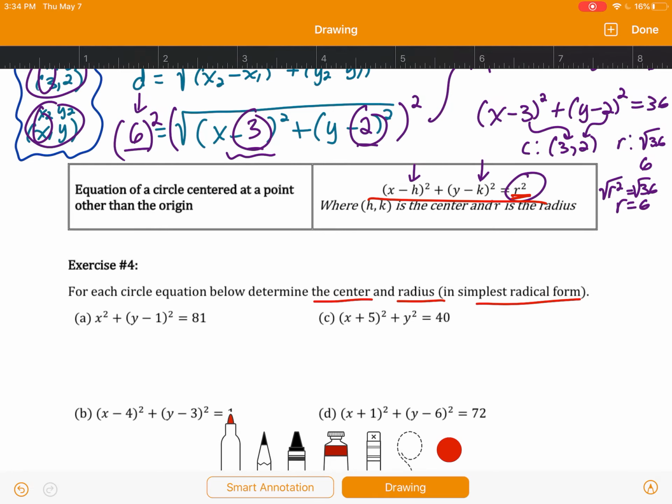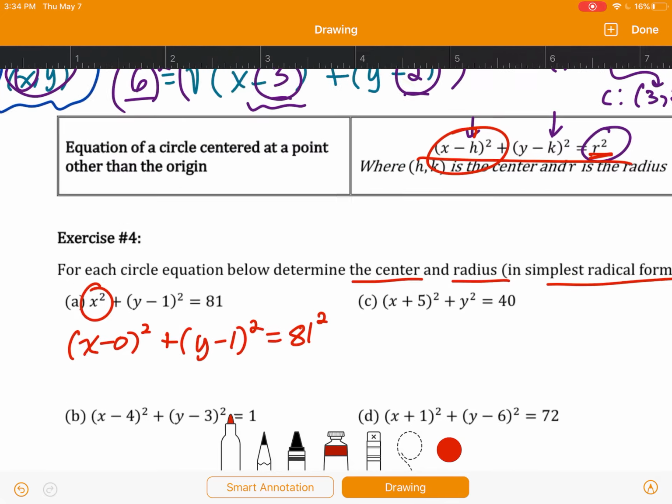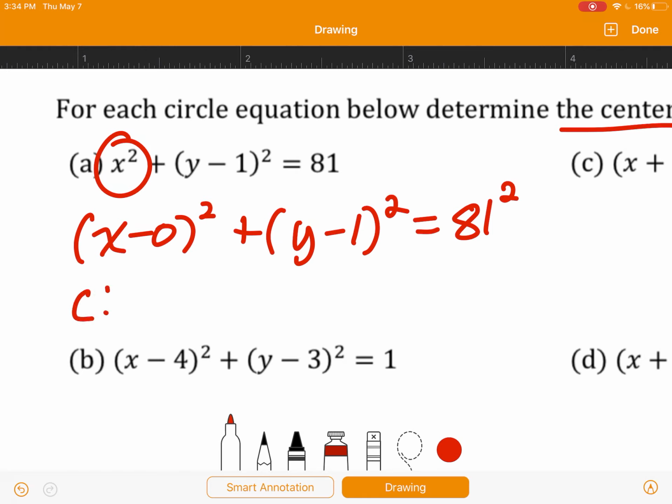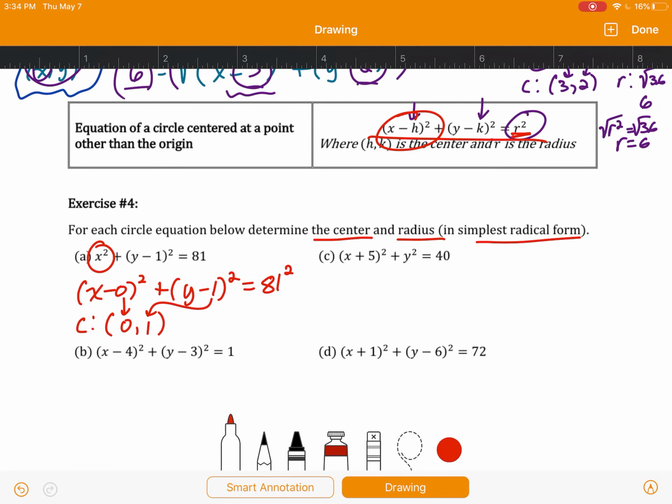One piece of it can sometimes be a little tricky. If we look at part A, see how x squared doesn't have an extra piece in it. There's nothing added or subtracted. So that really means that we have x minus 0. Okay, so if that helps you out, then you can throw that in there. Oops, 81 squared. And that will help us come up with our center. So our center of our circle here is going to have the x value be 0 and the y value be 1.